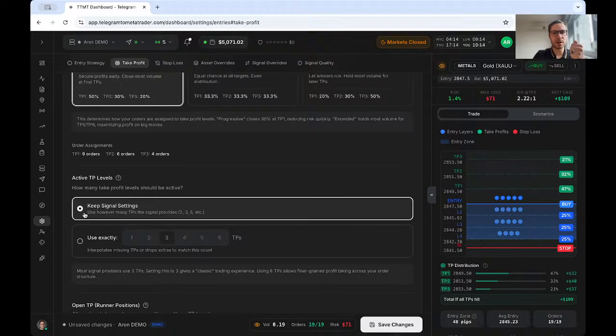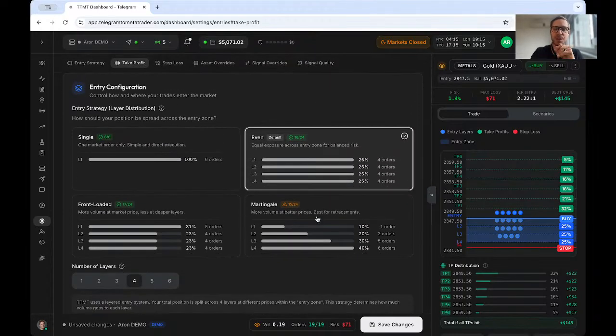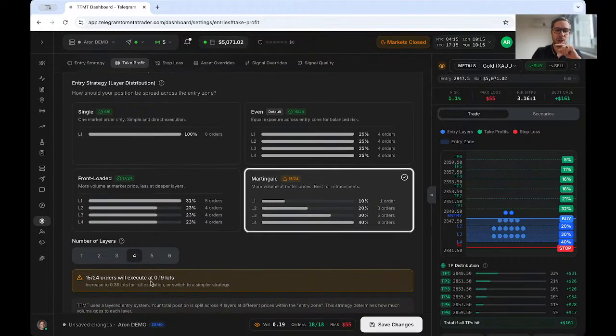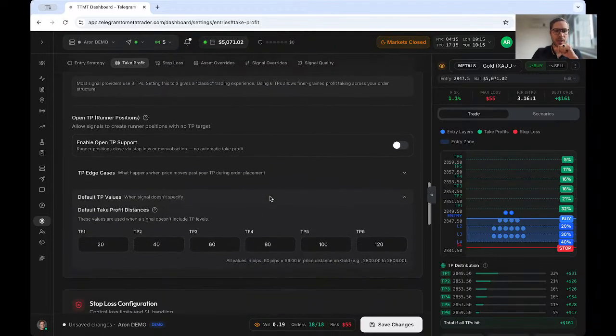Active take profit levels: you can either keep the signal settings, or you can select and use up to 6 take profits. Of course, using many layers and many take profits needs a minimum amount of volume within the trade. The system of course warns you that, for example, if I would like to choose the martingale strategy with 0.19 lots, it cannot properly execute, and there won't be enough orders within my trade. The trade will execute. The system has so many safeguards and security measures implemented, so it will execute. It just won't be able to use the full power of the martingale strategy.